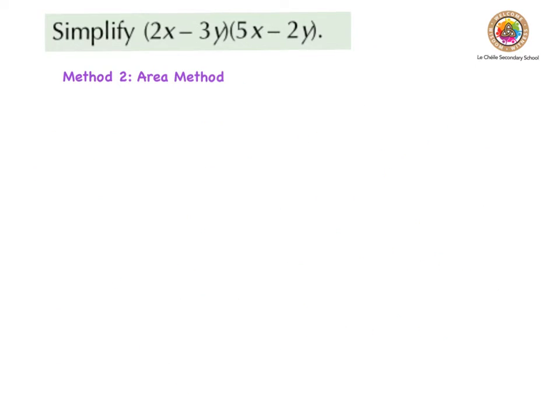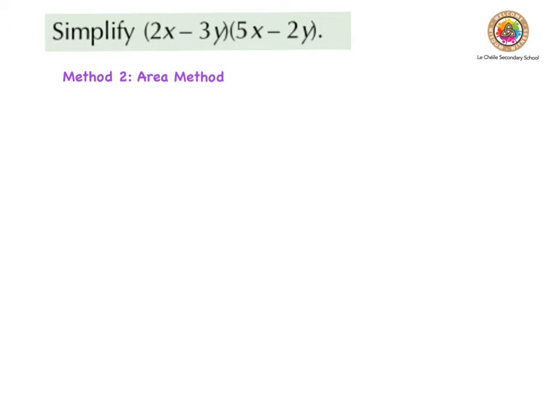So here we see in this example, or this question, we're asked to simplify, or to solve, or to expand 2x minus 3y multiplied by 5x minus 2y. So we have 2 brackets of 2 terms each, and we're asked to expand them. Now, very often we can be asked to do it in a specific model. So sometimes we could be asked to do it using the area method, where these might be the dimensions of a shape.